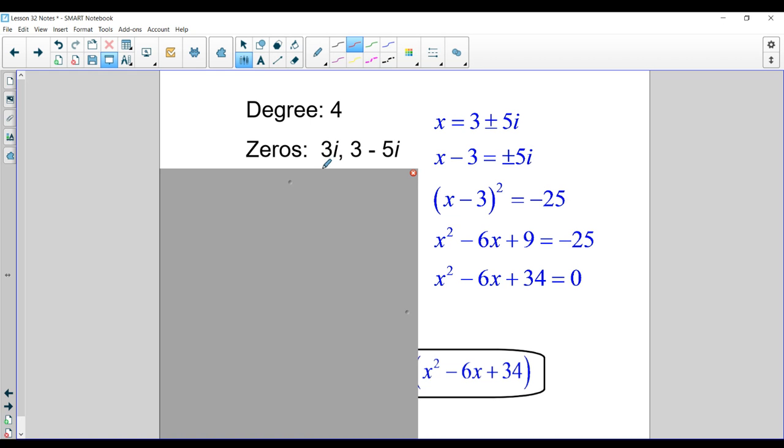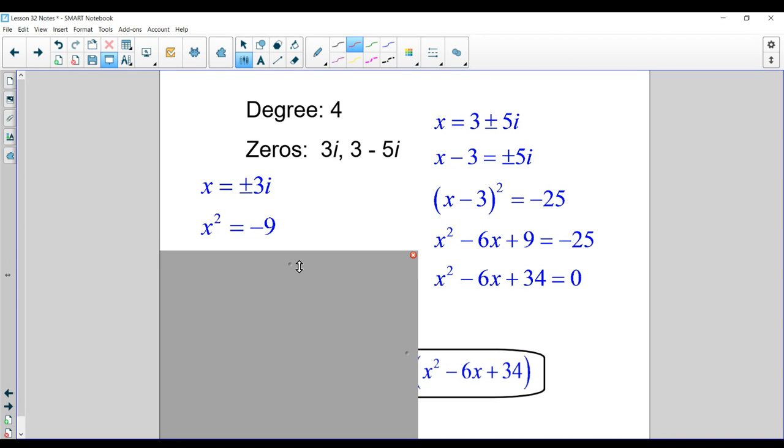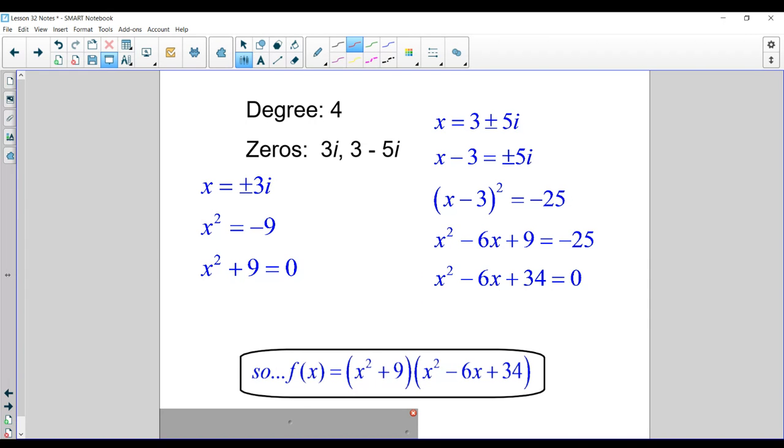And then with the 3i, you would have 3i and negative 3i. X is equal to, square both sides, move the 9 over, and you've got that factor. So x squared plus 9, x squared minus 6x plus 34. Again, you do not need to multiply these together. You have all real numbers here. So at that point, you are good to go.